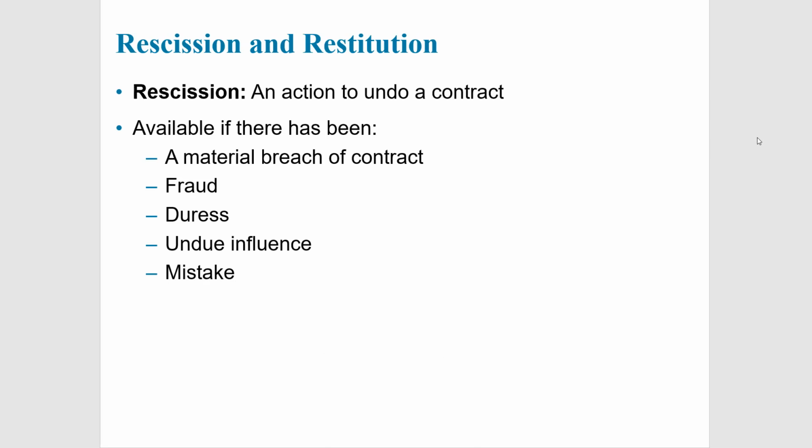Rescission is an action to undo a contract. If we rescind a contract, we are trying to undo it. Rescission is available if there has been a material breach of contract, if there is fraud involved, if there is duress, undue influence, or a mutual mistake.